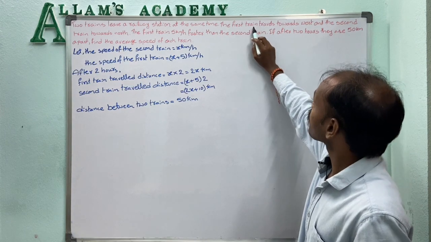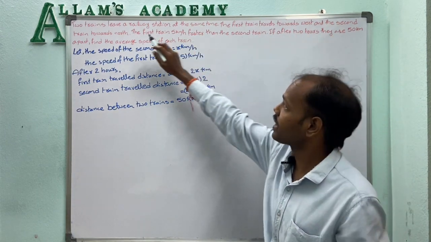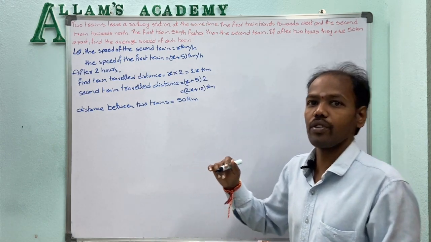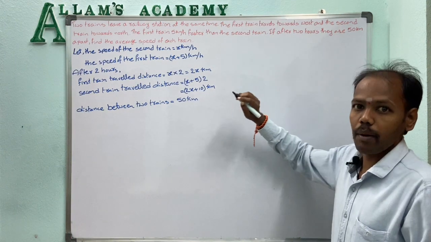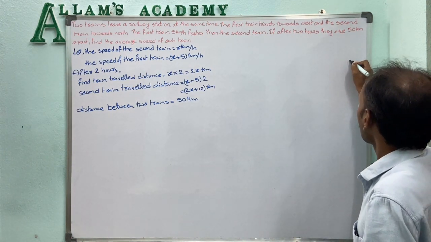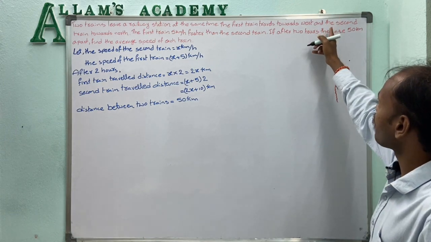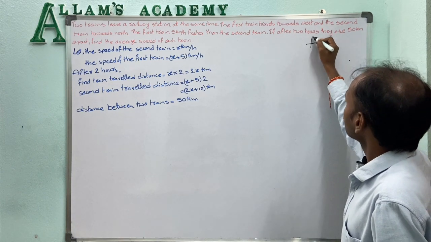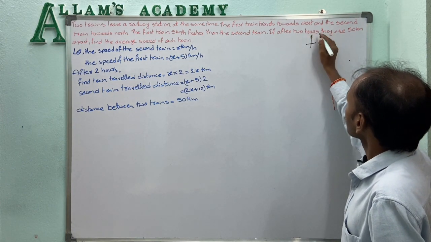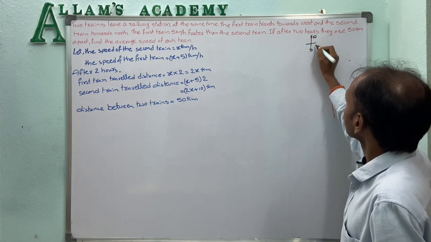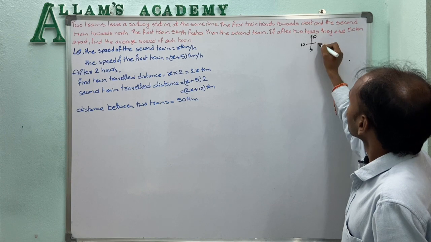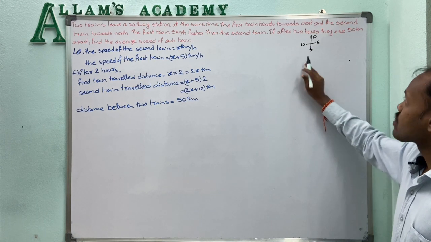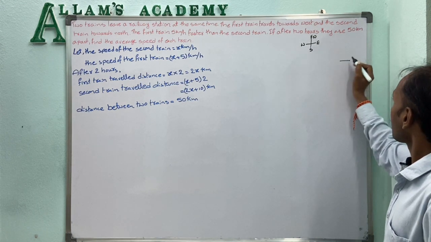at the same time, the first train travels towards west and the second train travels towards north. So both are not going in the same direction. Opposite does not mean exactly opposite; from the same point they leave, one is west and one is north. So if we observe the directions N, S, W, E, one is north, one is west, so in these directions they will travel.